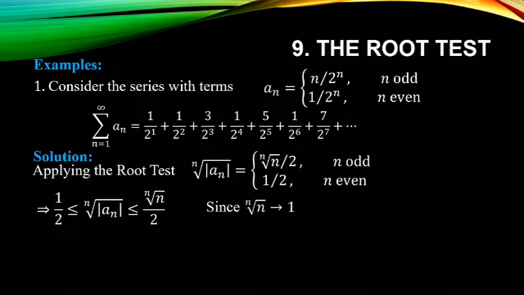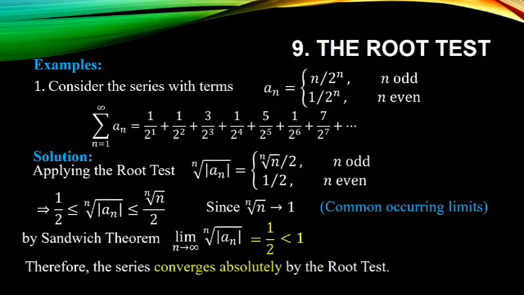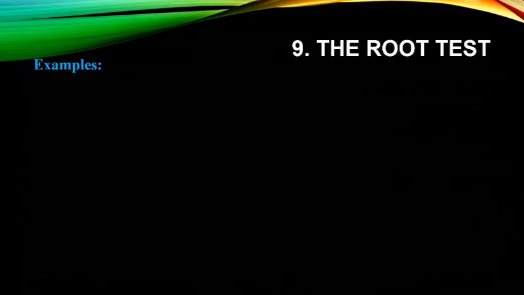Since the nth root of n approaches 1, so it is one of the common occurring limits, the right-hand side would be approaching 1/2 also. So by the sandwich theorem, both boundaries are 1/2. So the limit of the nth root of the absolute value of a sub n is also equal to 1/2. And it is less than 1. Therefore, the series converges absolutely by the root test.